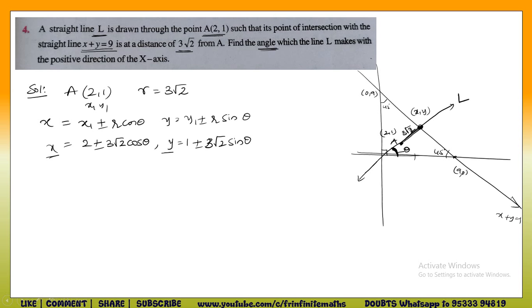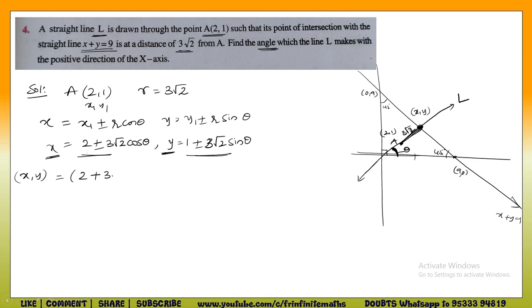Since this particular point x comma y is at a distance of 3 root 2 units from this particular point, we can say that it lies on both the lines. That is nothing but my point of intersection. So my point of intersection will be of this form: 2 plus or minus 3 root 2 cos theta, 1 plus or minus 3 root 2 sin theta. Here I am going to consider the positive sign. I am going to consider the point x comma y with the positive sign.